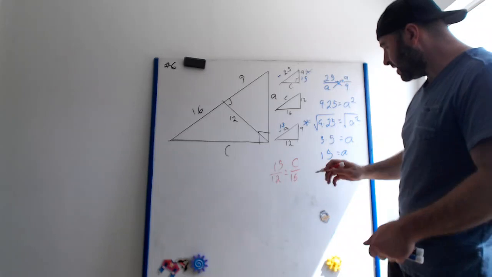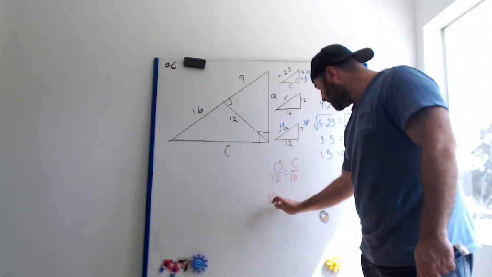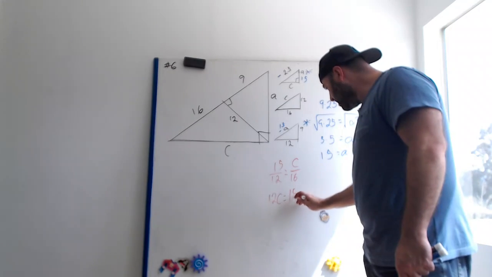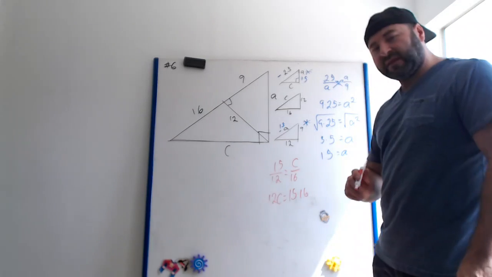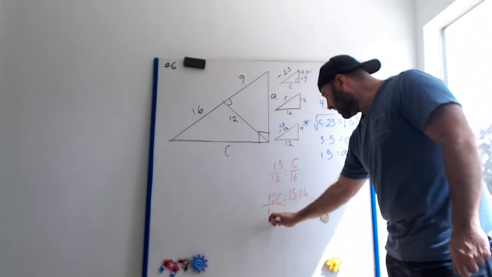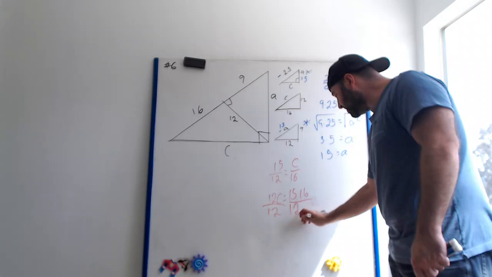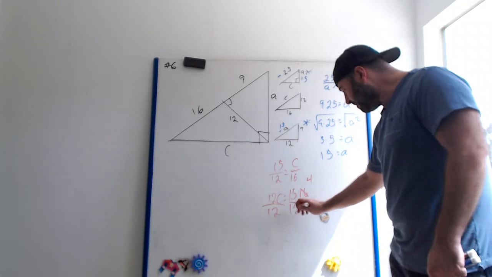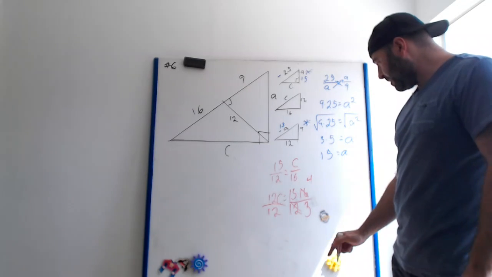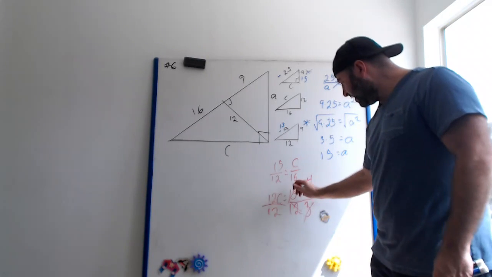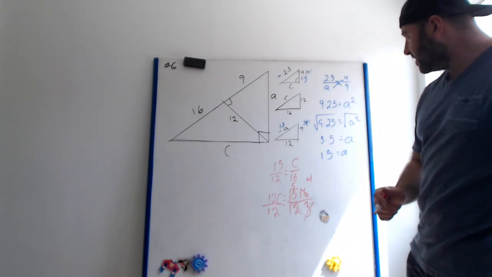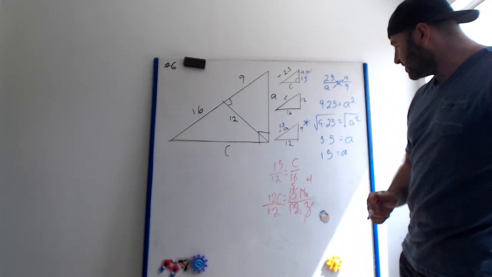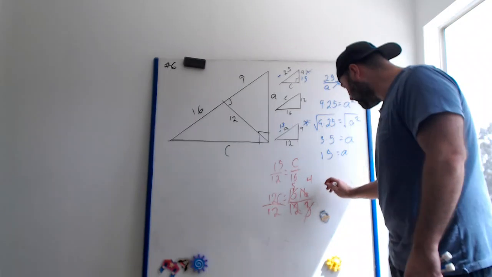Okay, and again, I'm going to multiply these together. I'm going to leave it like that, because for me, it's always easier to do this, where 16 and 12 both have a 4 in common, and then the 3 and the 15 can be reduced down. So there we end up with C as being 20.